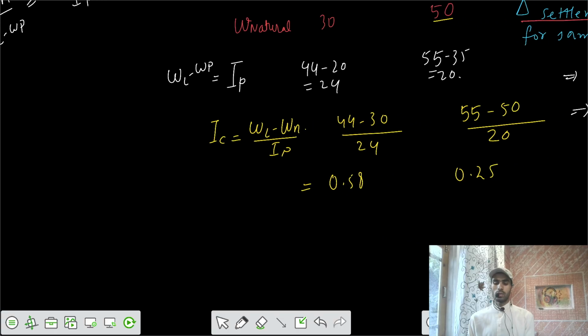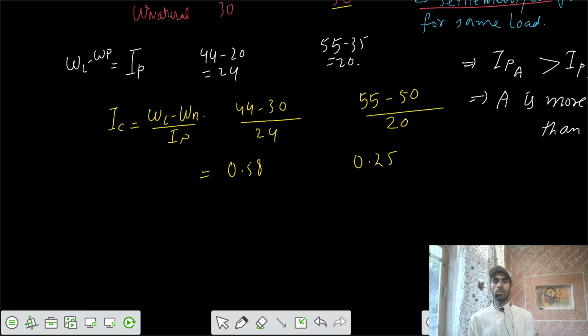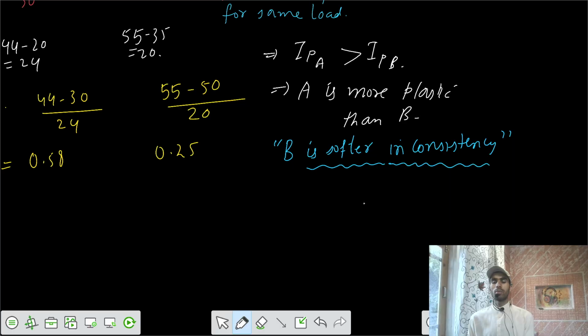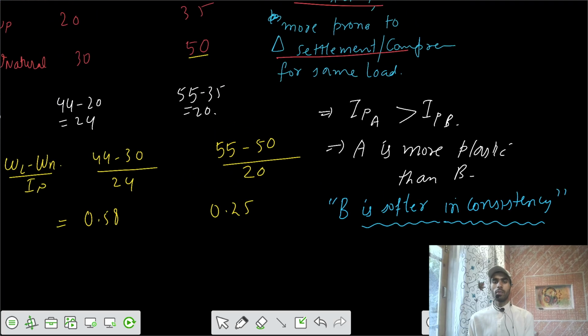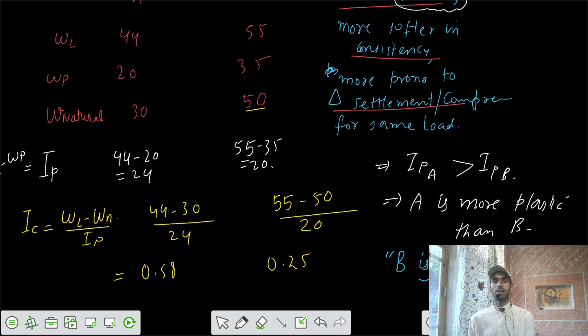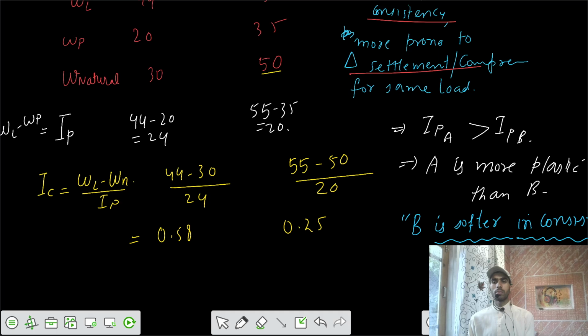So we would say that soil B is softer in consistency. If the value is less, soil B is softer in consistency. We have studied the IC value and its range, and it talks about the consistency. B is softer in consistency than A. Now the third one is settlement or compressibility.